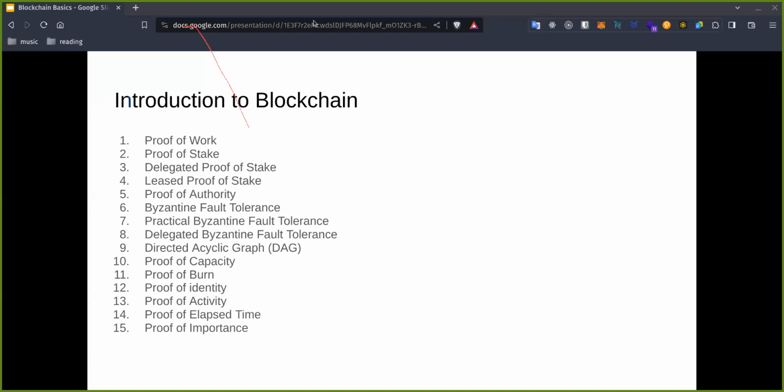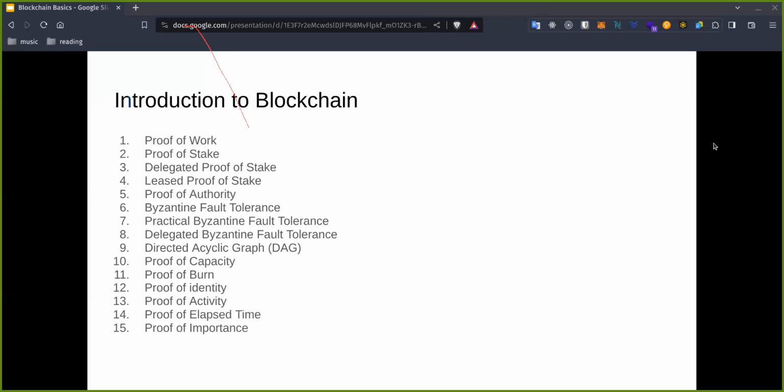Now, right here we have a list of the common block consensus algorithms that are out there. Of course, there are more, but these are some of the common consensus algorithms we meet.